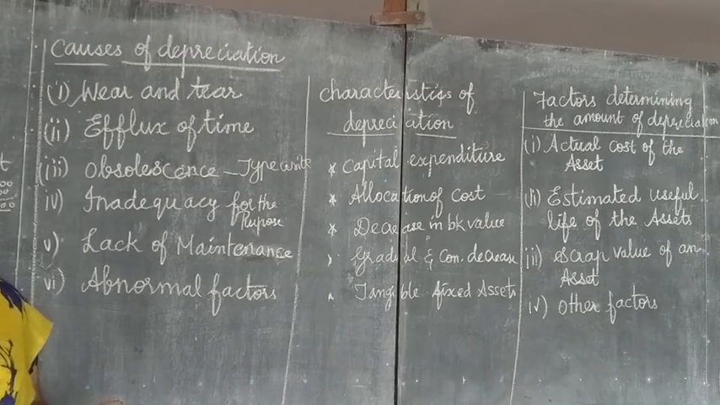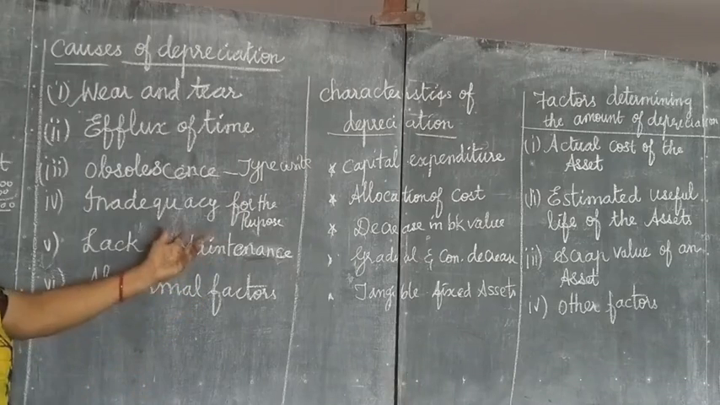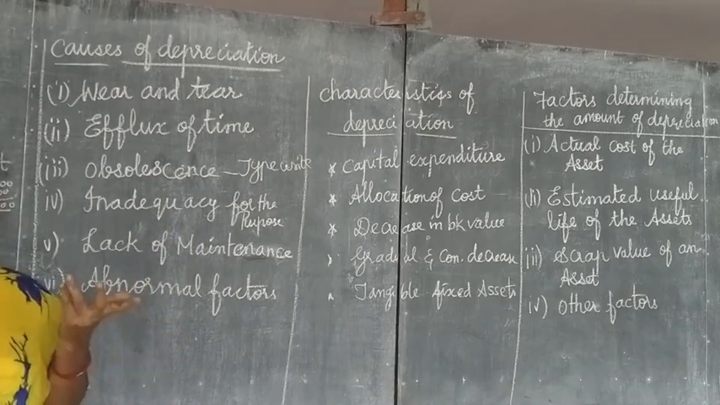Sometimes the use of assets may be stopped. You have used it for a lot of time, and it will exhaust, becoming inadequate. It is not giving that much production. Means what will you do? You are not going to use the asset. You won't use the machine, isn't it?